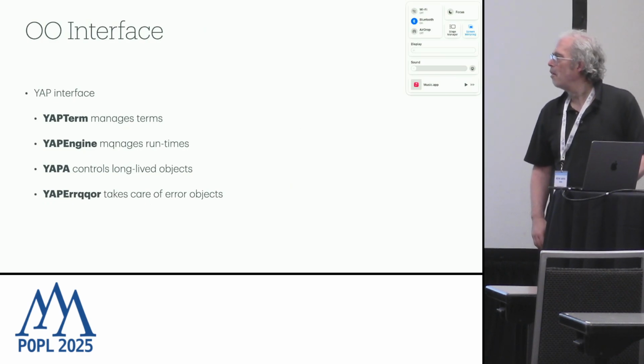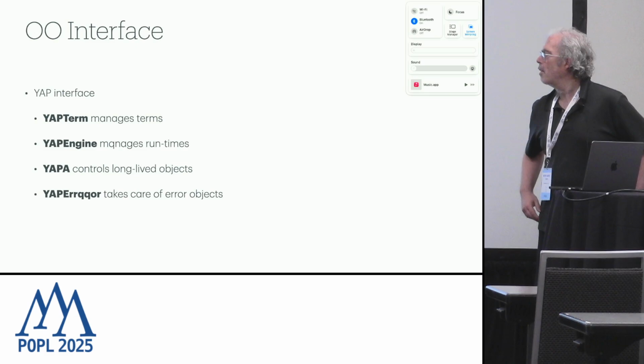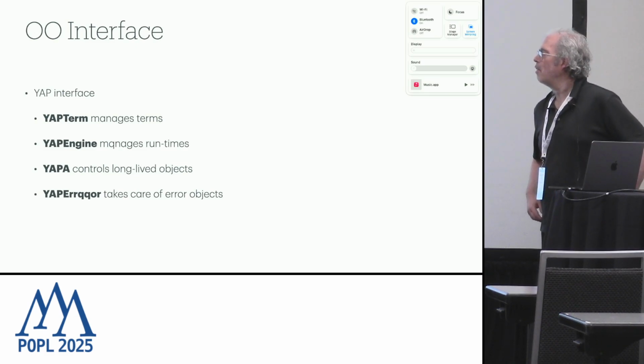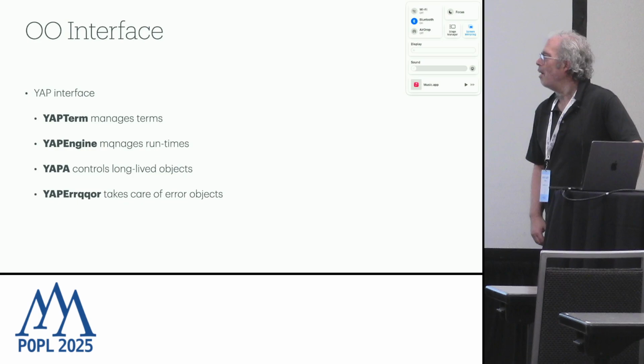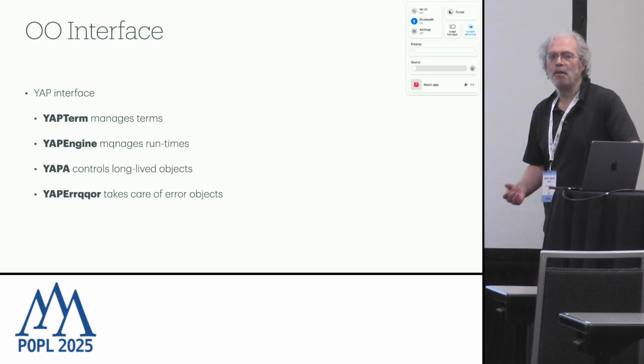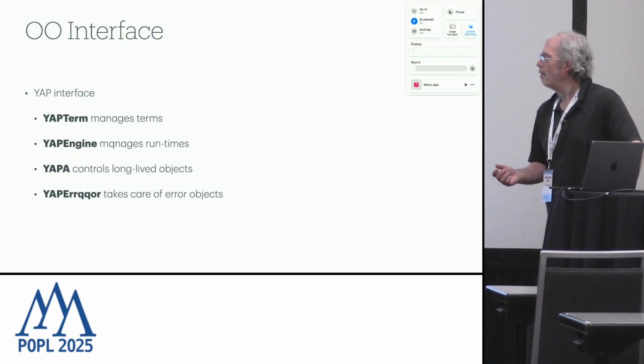The original object-oriented interface, which I should explain better here, essentially has four types of classes. The first one is called YAPTerm, which, guess what, manages terms. The second one is called YAPEngine, which manages the Prolog engine. YAPAtom manages the atom table, which holds the long-lived objects in Prolog. And finally, YAPError takes care of errors.